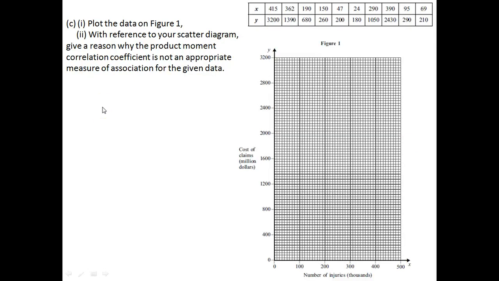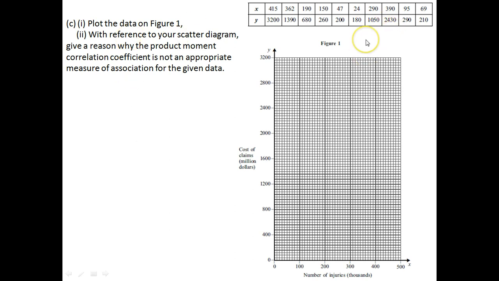Now we need to plot the data on the graph paper and then give a reason why the product moment correlation is not an appropriate measure for this given data. Okay, because we use Spearman's, didn't we?